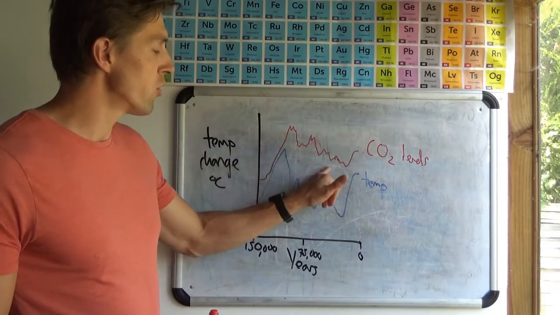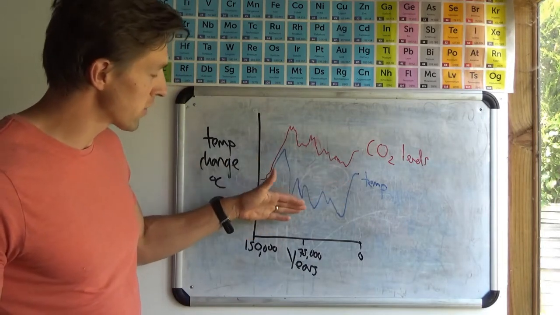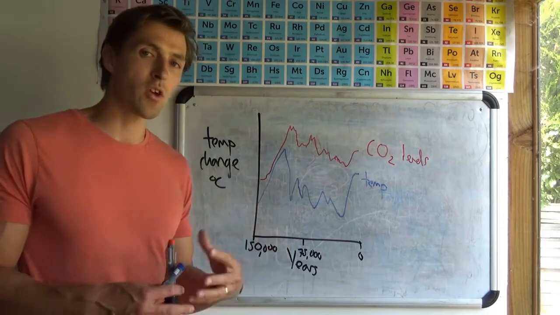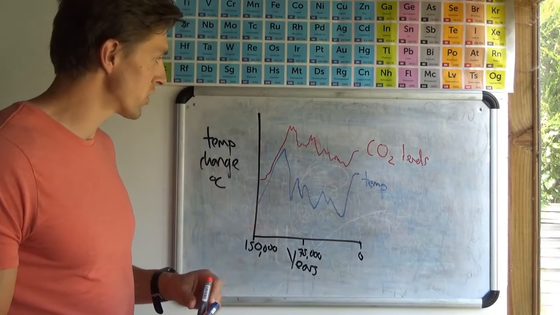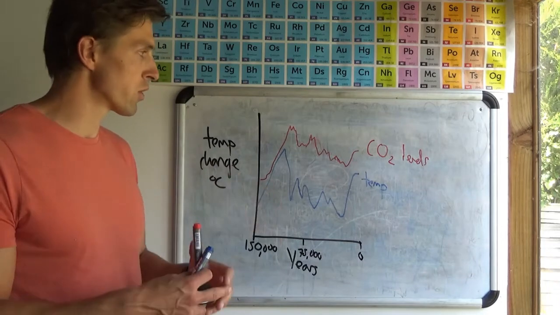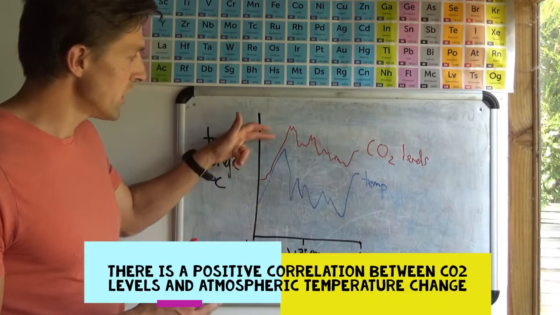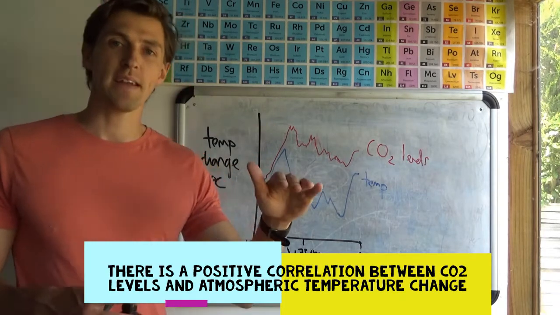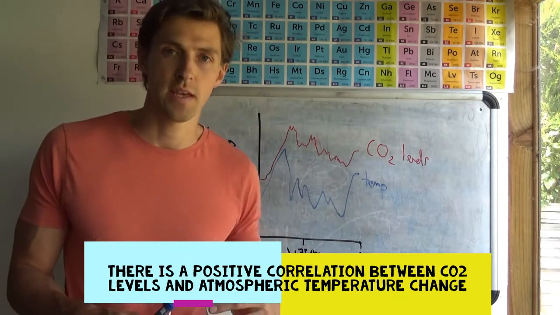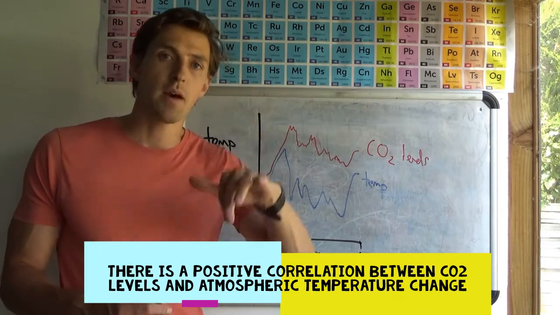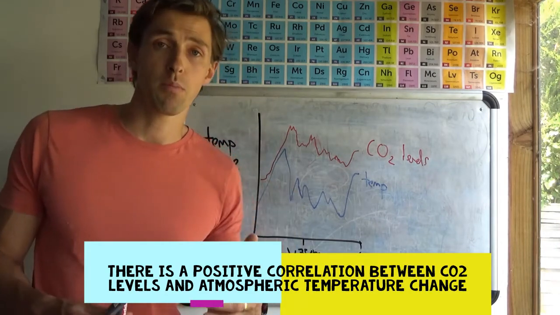Now the CO2 levels and the global temperature, you can see that there's a correlation here. There's a positive correlation. As one changes, the other one also changes with it. Now, you can see that the CO2 levels have not been steady throughout the last 150,000 years. They've fluctuated up and down, up and down, up and down, and so does the global temperature.